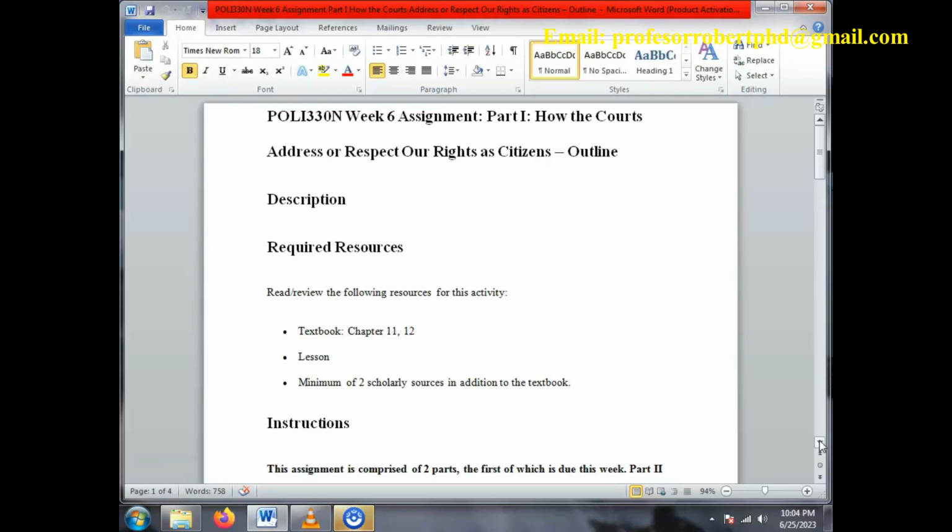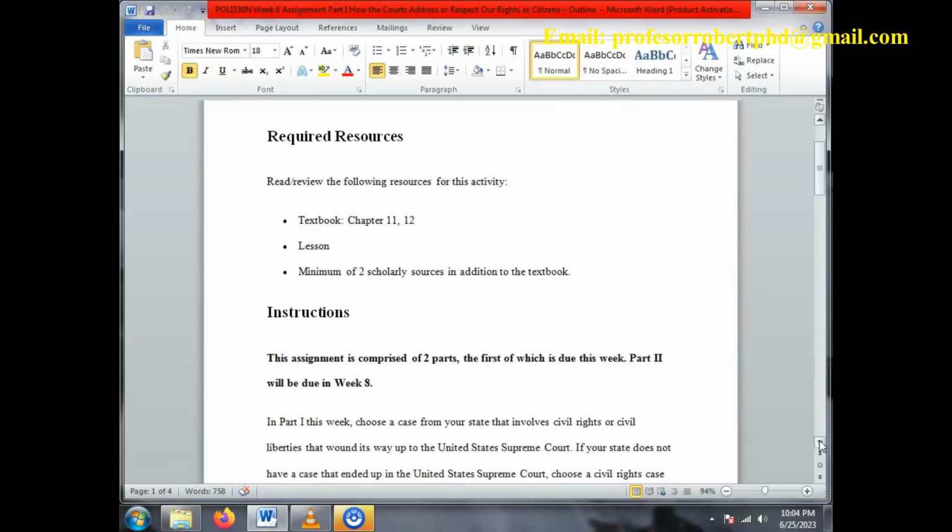POLI330N Week 6 Assignment, Part I. How the court addresses or respects our rights as citizens: outline. Description. Required resources. Review the following resources for this activity. Textbook, Chapters 11 and 12. Lesson. A minimum of 2 scholarly sources in addition to the textbook.